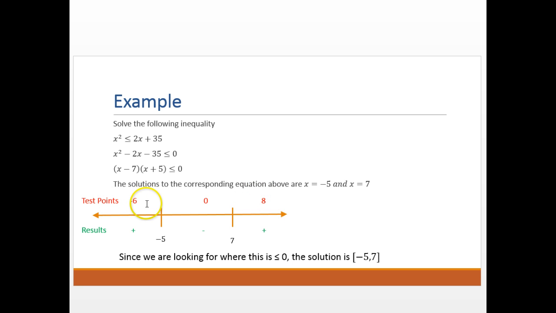Let's plug in negative 6. Negative 6 minus 7 is negative. Negative 6 plus 5 is negative. Negative times negative is a positive. Plug in 0. Negative 7 times positive 5 is a negative, so 0 yields negative results. Plug in 8. 8 minus 7 is positive. 8 plus 5 is positive. Positive times positive is a positive. I'm looking for where this is less than or equal to 0, so I'm looking for where it's negative. Where it's negative is in the interval in the middle between negative 5 and 7. And it says less than or equal to, so I use closed brackets on each end. So this is the interval negative 5 to 7, including both negative 5 and 7.